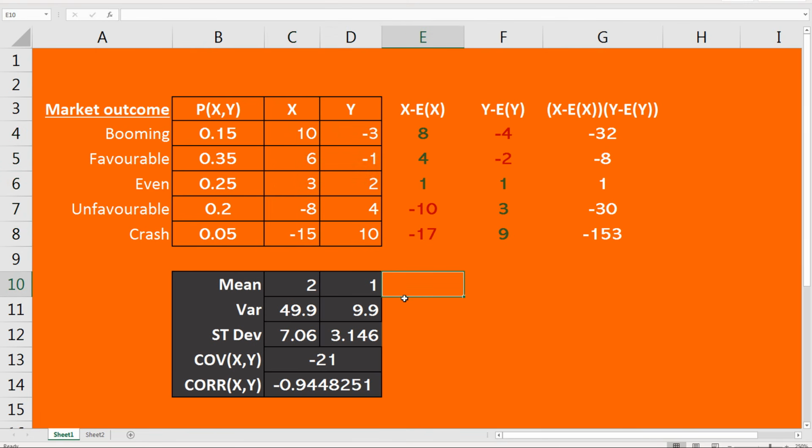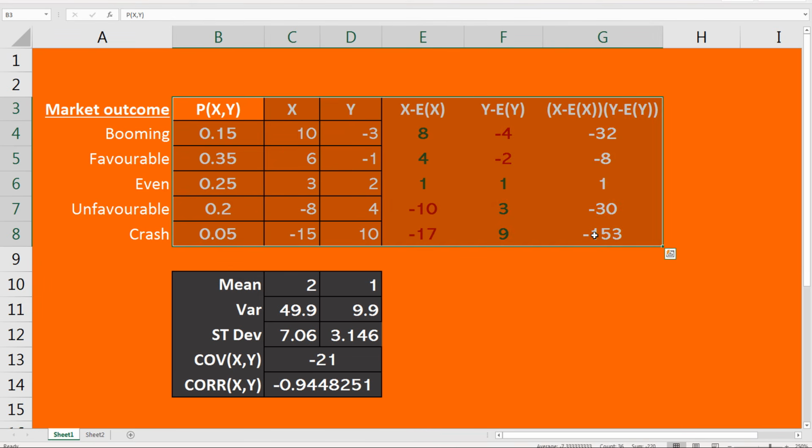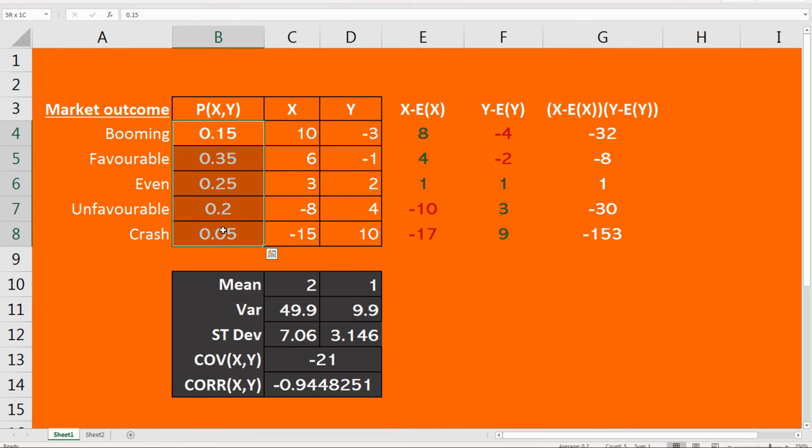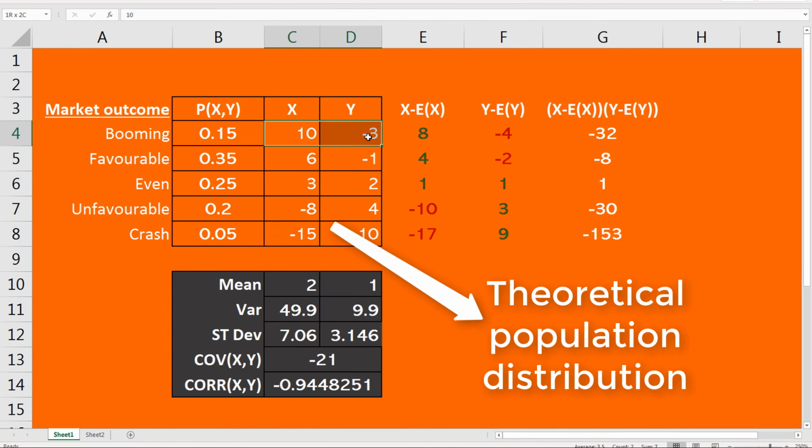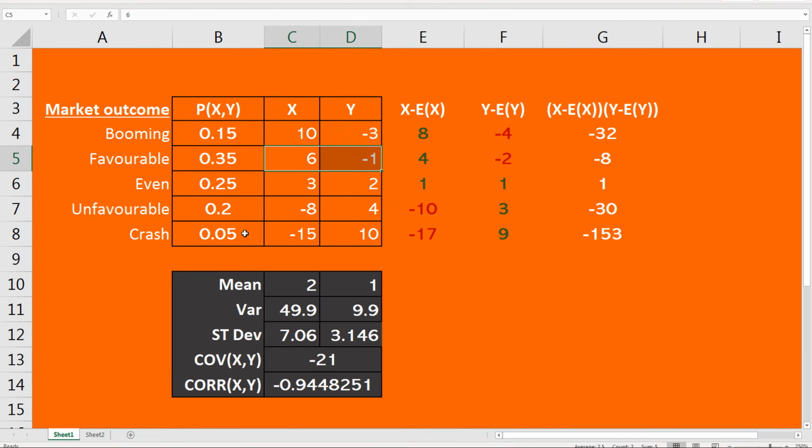So a final question I might field at this point is, why didn't we have the problem of degrees of freedom in this particular setup? Why did we have to worry about n-1 when we're taking a sample, but we didn't have to worry about n-1 here? We just multiplied by the probability and that was considered enough. Well, that's because this is a theoretical distribution, a theoretical population distribution. 15% of the time, this is the outcome. 35% of the time, this is the outcome, etc., etc.